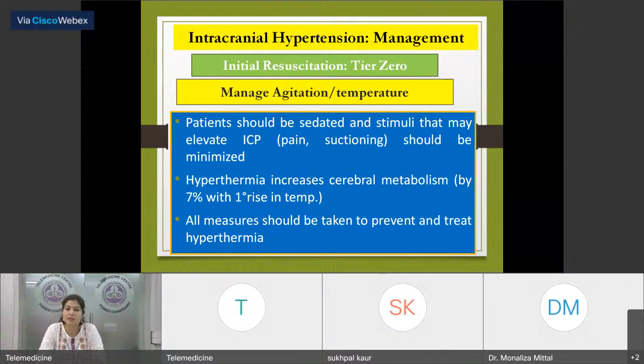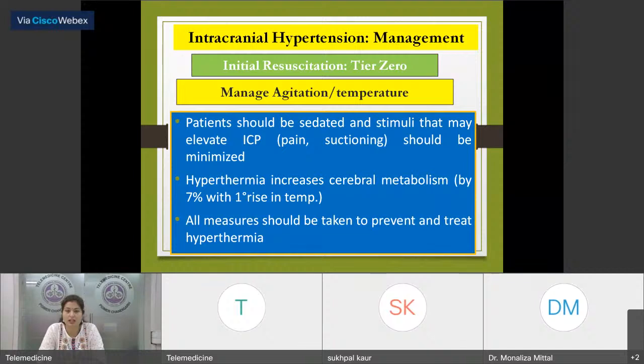So make sure the patient is relaxed. We often select sedation among these patients, so that the patient should not have an increased cerebral metabolic rate. Plus, whenever you are performing suctioning, make sure that you do not suction for more than 10 seconds, because if the catheter stays in the trachea for more than 10 seconds, it will again reduce the oxygen level in the body, and it will increase the ICP.